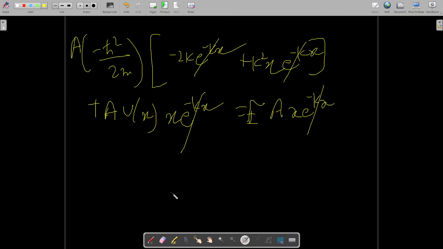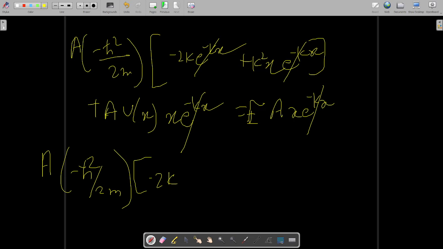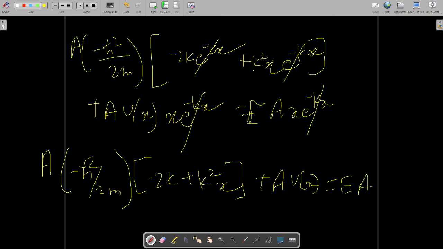So what do we get eventually? Okay, so clearly I get minus h cut square over 2m, minus 2k plus k square x, plus a v of x. Okay, and what have I got here? E a, right? So this is the thing which we are getting.